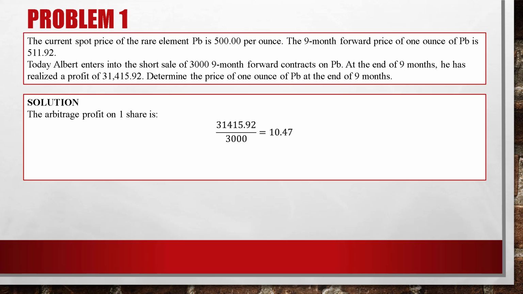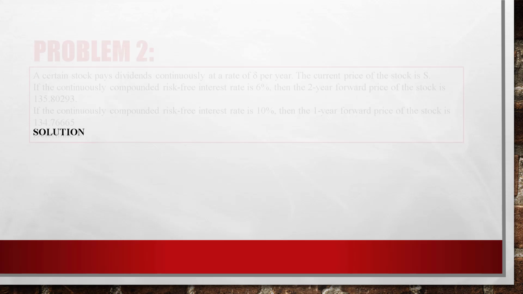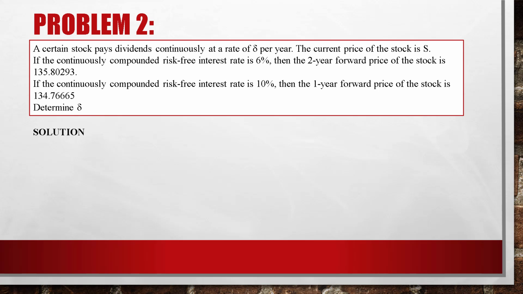And of course, in order to have positive profit, the price of a contract at the end of 9 months should be less than the forward price. So the price of one share of PB at the end of 9 months is 511.92, subtract 10.47, which is 501.45. So the answer is $501.45.